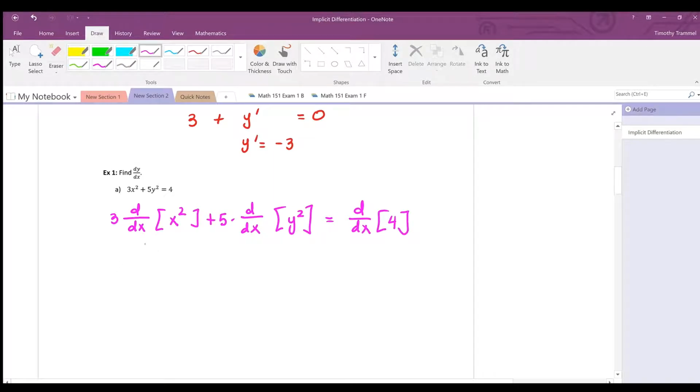Next, let's start trying to evaluate some of these derivatives. You know how to take the derivative with respect to x of x squared. That's just 2x. And we have 5 times whatever the derivative with respect to x of y squared is. Now, we're going to have to do a little bit more thinking this time on how to take that derivative. So, in the process of doing this, we always assume that y is some function of x. Let's say 3x plus 4.